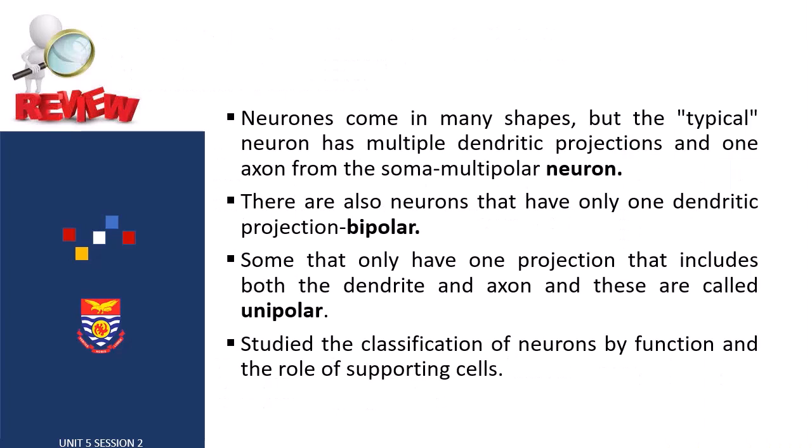Under Section 2 of Unit 5, we've learned about the types of neurons based on their structure, and we studied the multipolar, bipolar, and unipolar neurons. We also looked at the classification of neurons by their function and the role of the supporting cells.